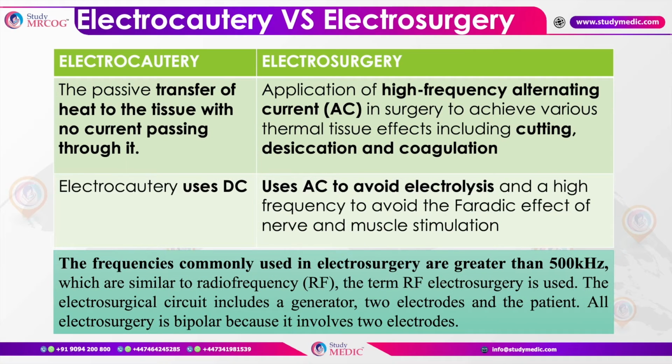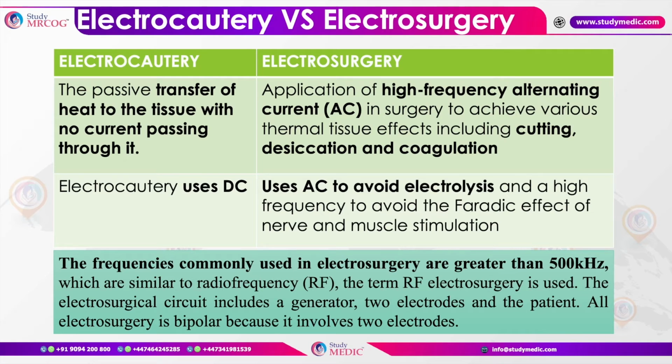Then moving over to the next guideline on electrocautery, what is the difference between electrocautery and electrosurgery? In electrocautery, you use only direct current, while in electrosurgery, you're using alternating current. In electrocautery, there is transfer of heat to the tissue with no current passing through it. In electrosurgery, there is application of high frequency alternating current, and with electrocautery, you can only coagulate. However, with electrosurgery, you can cut, desiccate, and coagulate.